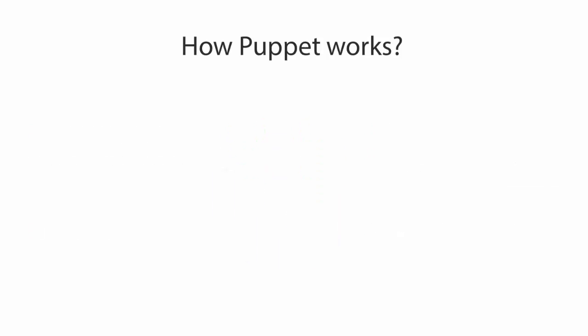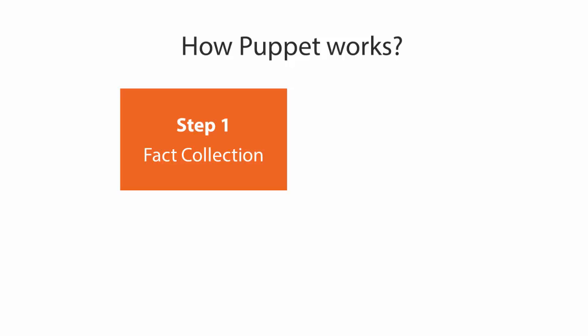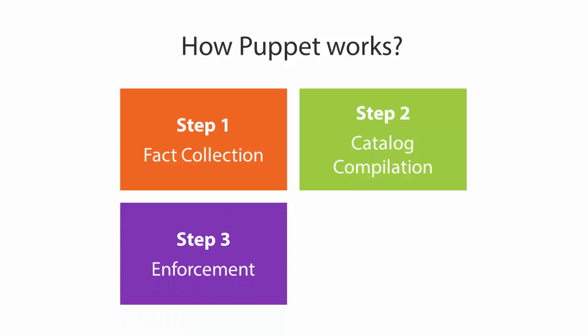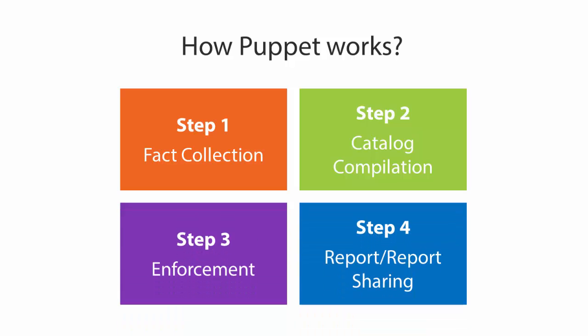How does Puppet work? For the perfect operation, Puppet needs these four processes. Step 1, fact collection. Step 2, catalog compilation. Step 3, enforcement. And step 4, report and report sharing. Let's check one by one.